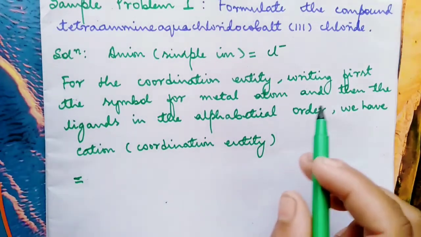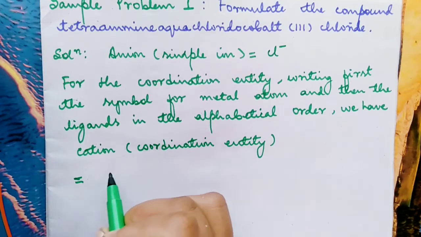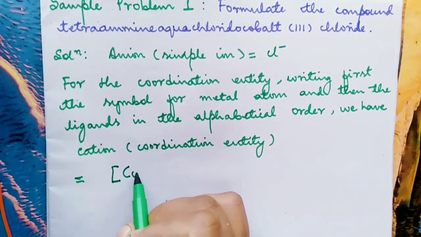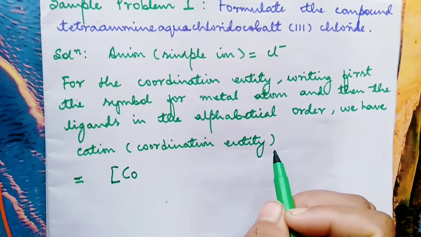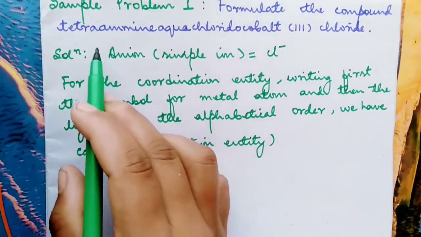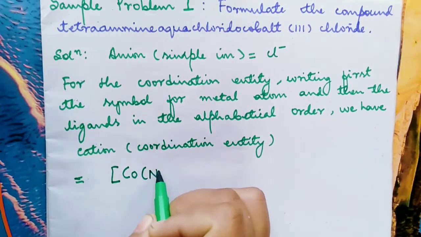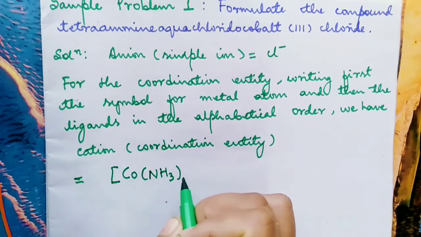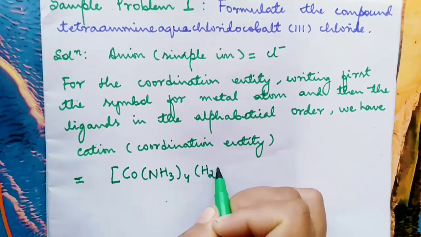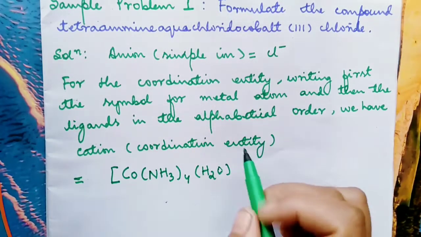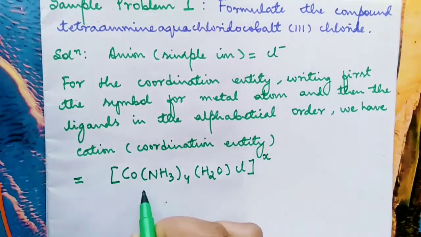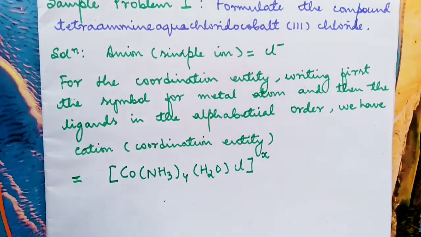For that, first you have to write the symbol for the central metal atom. Look at the name: what is the central metal atom here? It is cobalt. After that, write the symbols for the ligands in alphabetical order. Write first ammine. How many ammine molecules are there? There are 4, tetraammine, 4. And then followed by aqua, which is H2O, and then followed by chlorido, which is Cl. And then we want to know the charge on this complex cation. Let that be X.